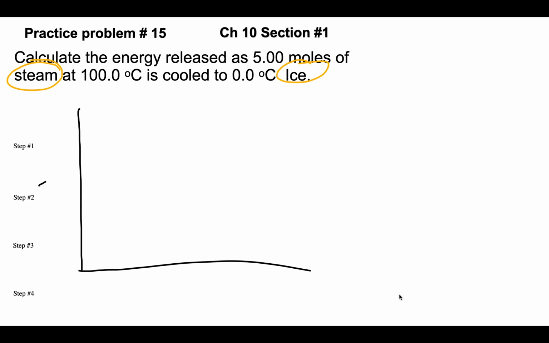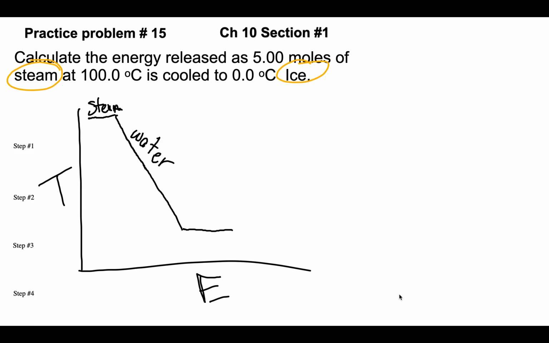Temperature, energy. So now we're starting with steam. We have to cool down steam. Or sorry, we have to convert steam to water. And then once we have water, we cool down water to 0. And then once we have the water cooled down to 0, we're going to convert that water into ice. The flat areas will be m delta H. The slanted areas where the temperature changes are going to be our mc delta T.